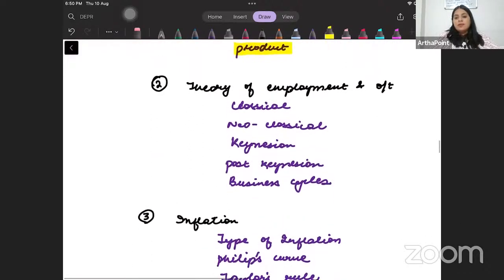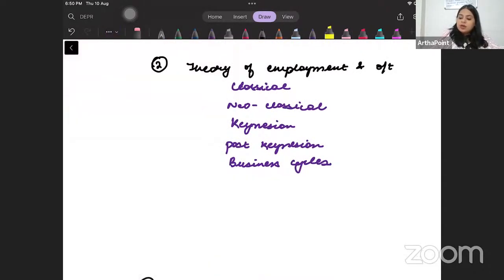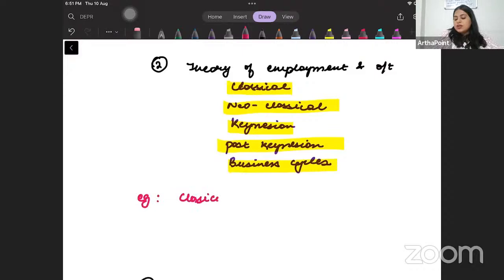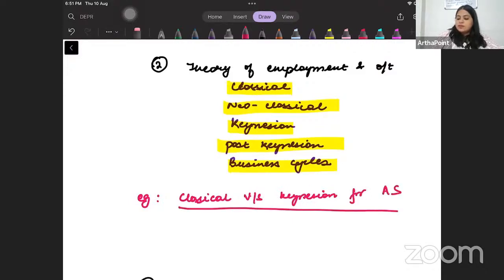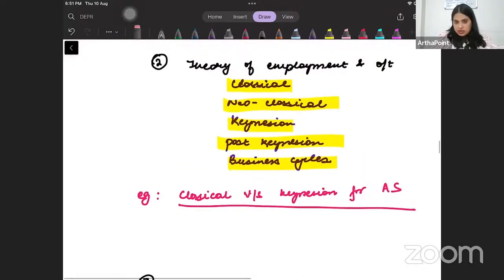Second आता है theory of employment and output. So इस theory of employment and output में you should be aware about classical, neoclassical, Keynes, post-Keynes and business cycles. So let me give you an example. Suppose they ask you what is the difference between classical versus Keynes for the thought of AS curve. How do you distinguish between classical and Keynes? So we know classical says that you will have full employment level, hai na? That is what can be asked, right?